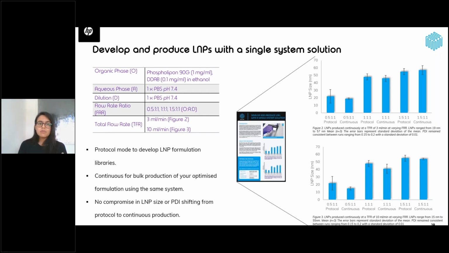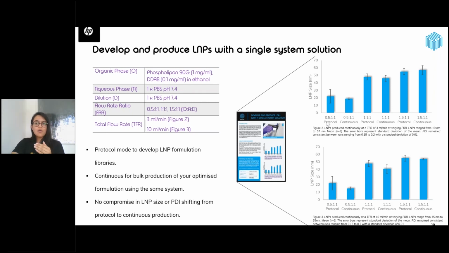And so what we're demonstrating here is by, again, using the same formulation and testing 3 different flow rate ratios and 2 different total flow rates, what we can see here is when we run it in protocol mode, this is when we're using smaller samples, we're generating a library of different formulations.